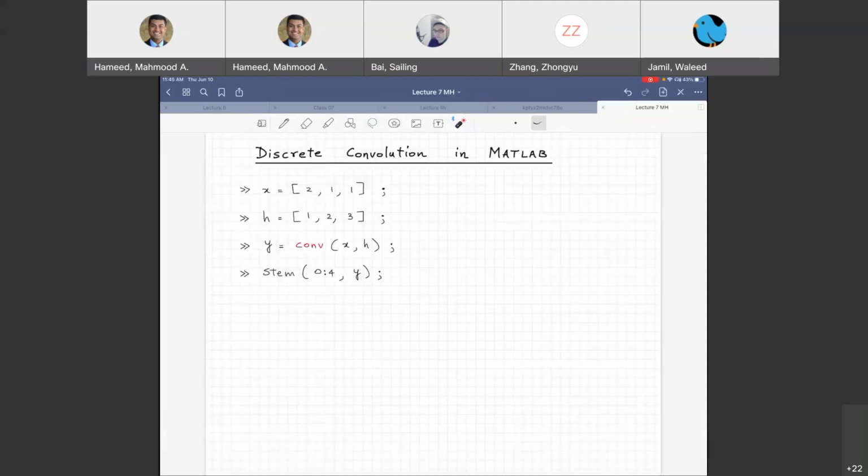All right. On that same topic, can I do continuous time convolution in Matlab? What would I need to do?